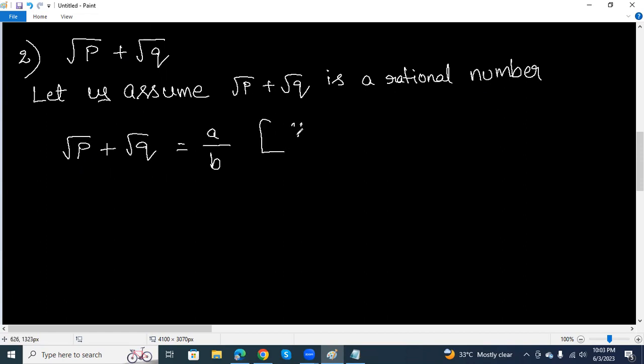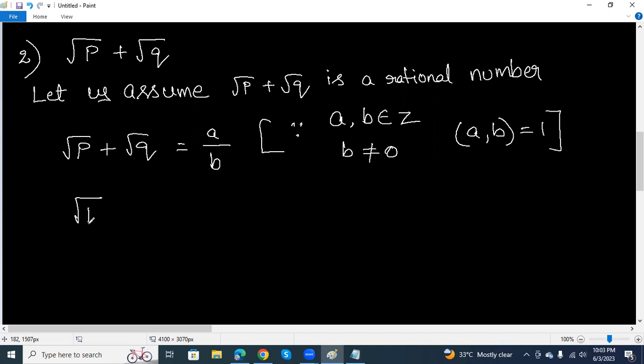Same definition. a and b belong to the integer family. The denominator should not be equal to 0. a comma b are co-primes, having an HCF as 1. Right. Now, isolate any one of the irrationals to the left side and transpose the rest to the other side. Here, both are irrational numbers, so anything you can keep here. I am keeping root p and taking root q to the other side: a by b minus root q. Now, both sides we have roots, right? So we will do squaring on both sides.